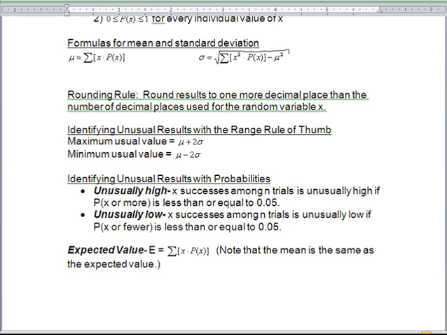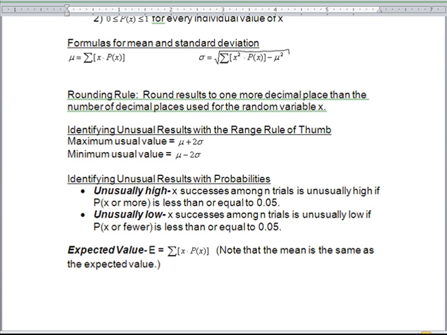And again, we want to reiterate unusual values from the range rule of thumb. The maximum usual value is mu plus 2 times the standard deviation, and the minimum usual value is mu minus 2 times the standard deviation.